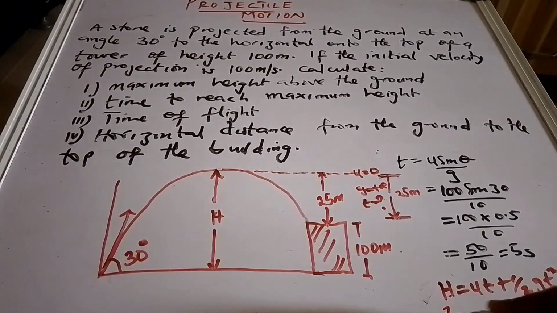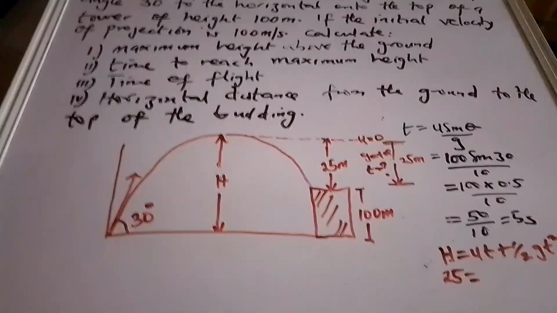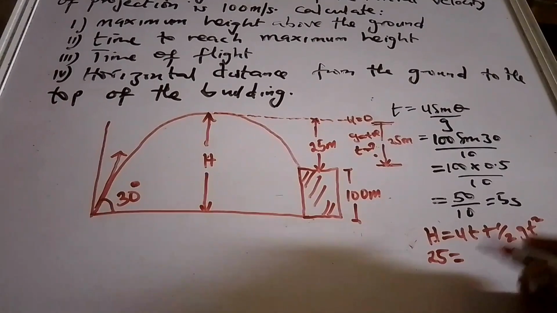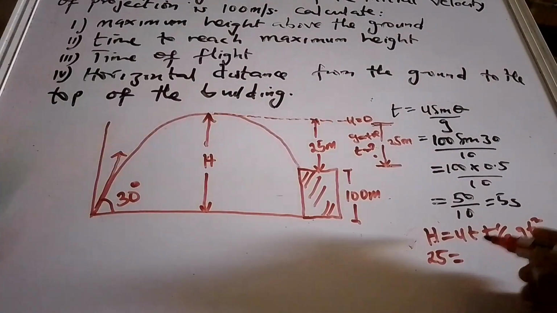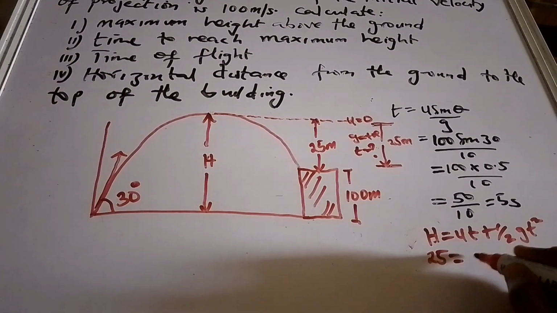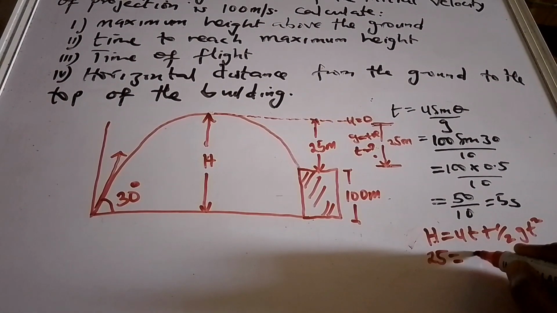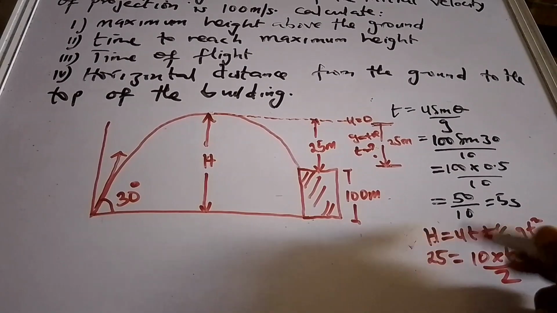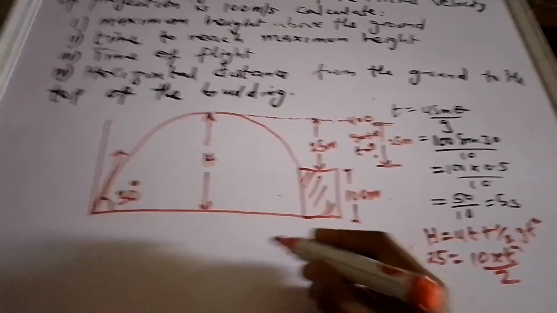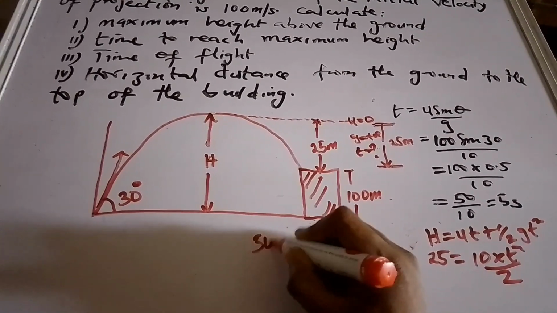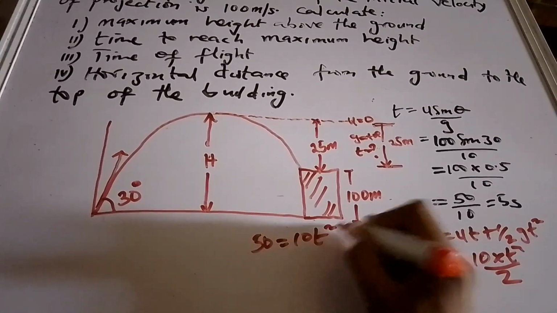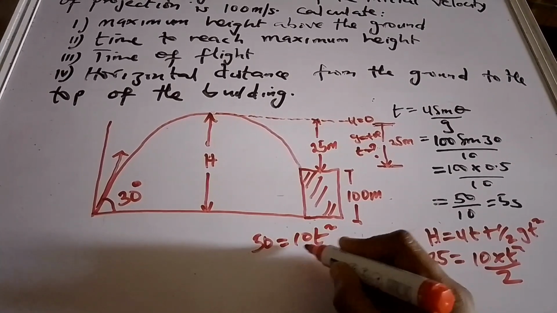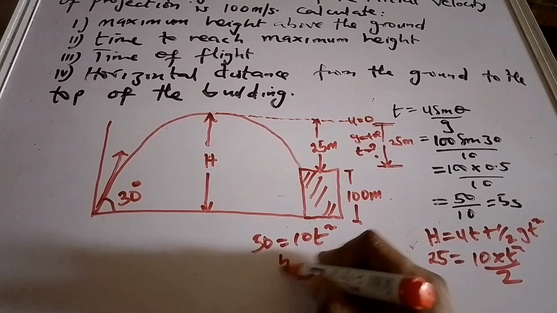So 25 equals 0 times t, because u is 0. 0 times t will give me 0. It will only remain gt squared over 2. That is g, and g is 10, so 10 times t squared over 2. That's what it remains because this one is 0. So let's cross multiply. If I cross multiply, then 50 equals 10 t squared. So divide both sides by 10. Then it means 5 equals t squared.